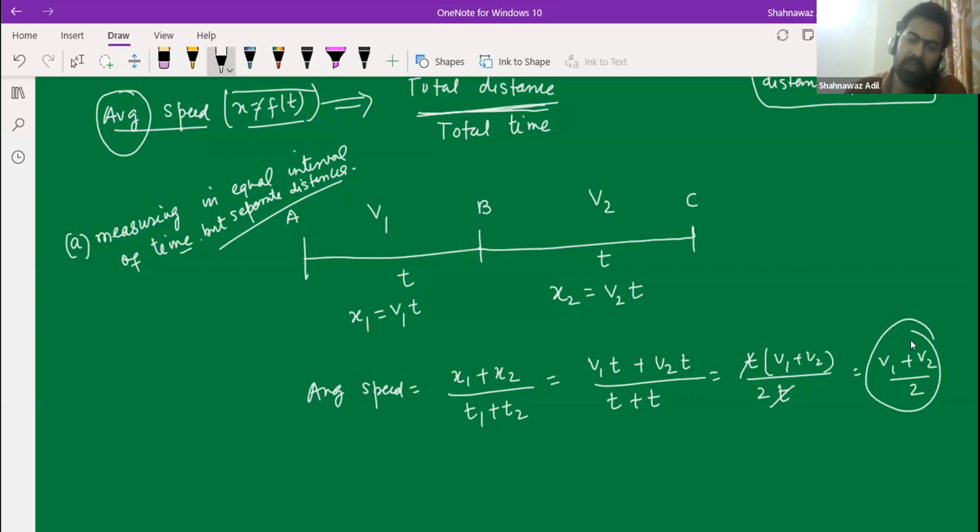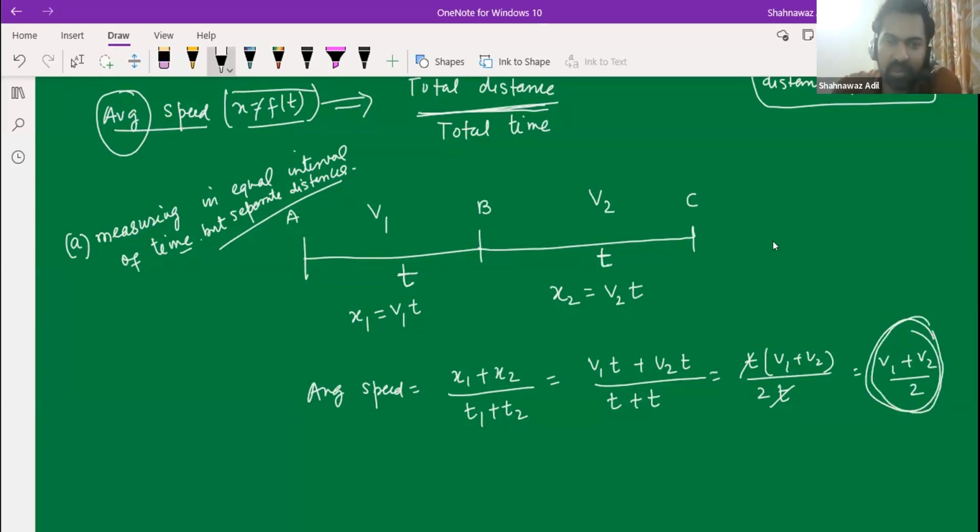So we apply this average definition only when the time interval is the same. Say you have the clock, and you measure the velocity from 0 to 2 seconds, and then 2 to 4 seconds. So your time interval is 2 seconds. If you measure the velocities over equal time intervals, the average is simply V1 plus V2 by 2.